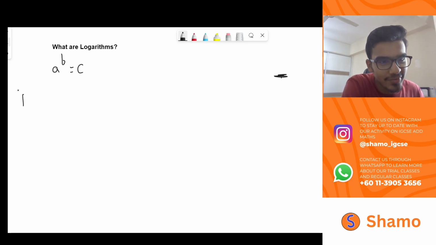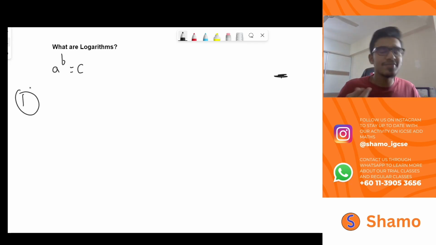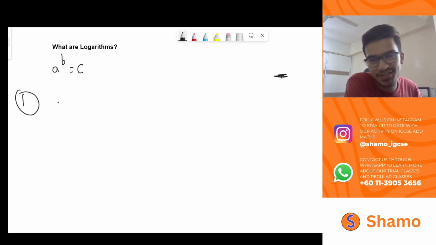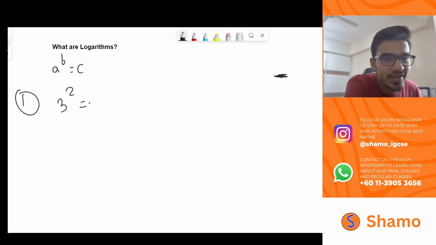The first situation is very simple. This is just your 7th grade maths. You will wish that you get these type of questions because it's so easy. 3 squared is equal to c. So I know a, I know b, I have to find c. Great. c is just equal to 9. Wonderful.